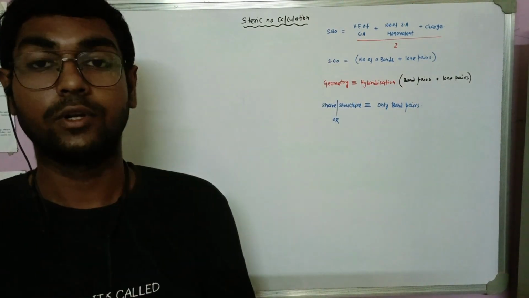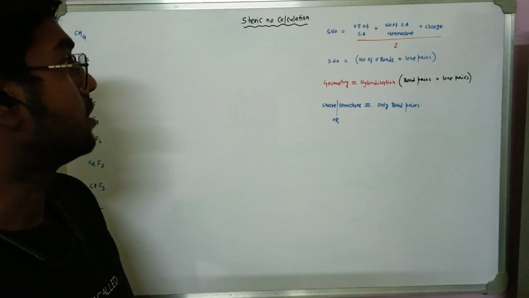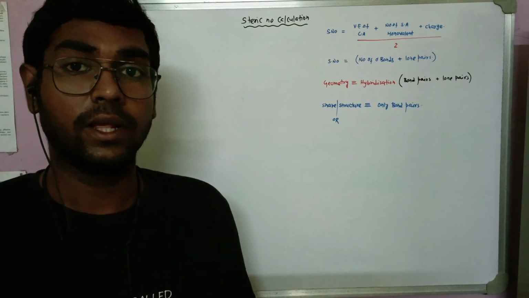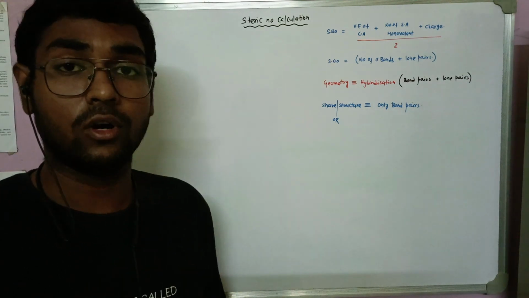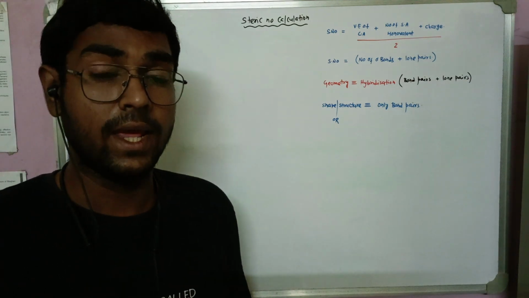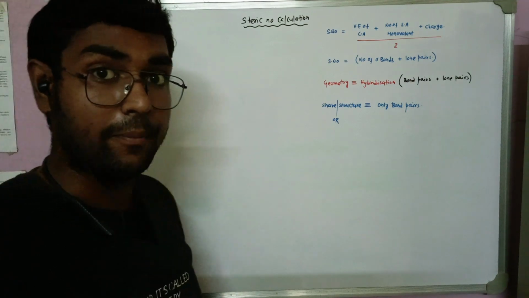So hello, welcome to another video of Chemo Topic. In this lecture, we are going to discuss some questions regarding the steric number concept and how to find the hybridization, and then I will talk about how to find the geometry, structure and shape of such a molecule after the calculation of hybridization.